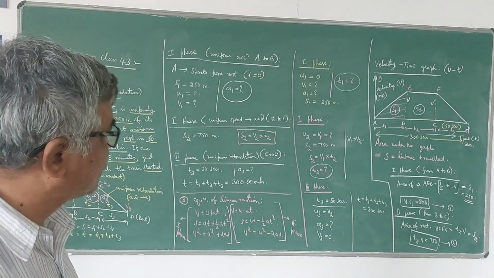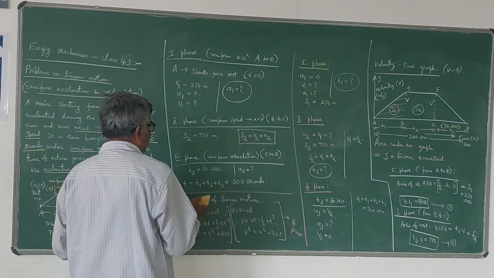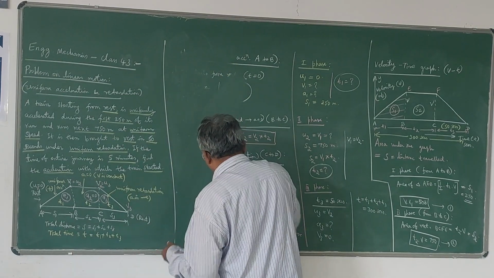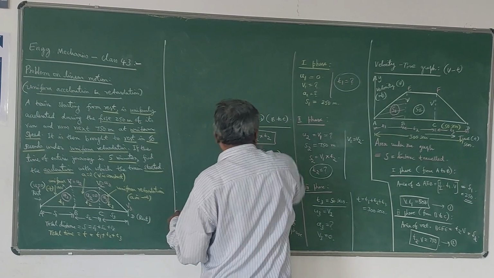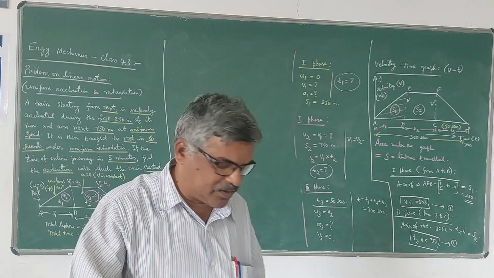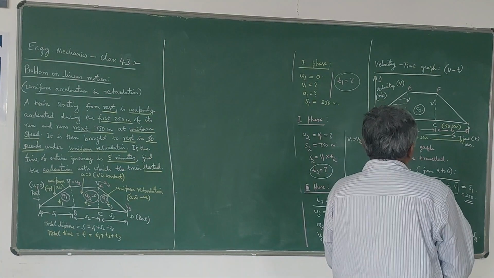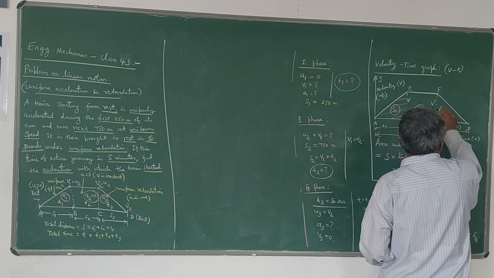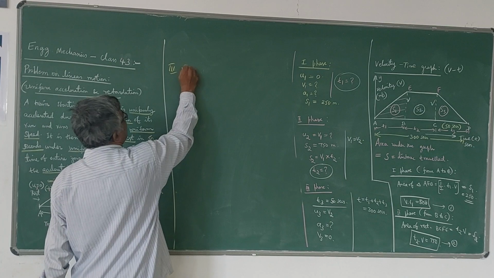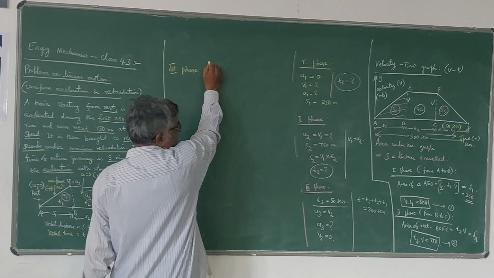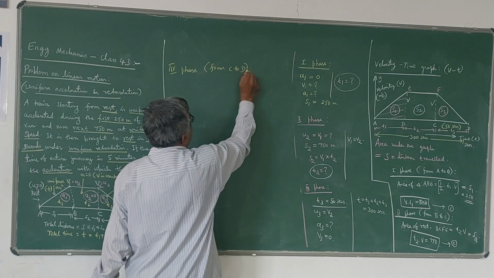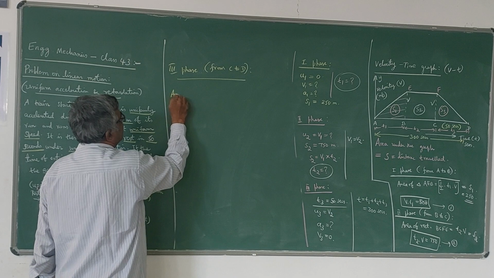Now we will go to the third phase. In the third phase of the problem, if you take the area of the triangle, this will be S3. Please note that the area of this triangle will be S3. So I will write the equation for the third phase now. Third phase motion is from C to D.